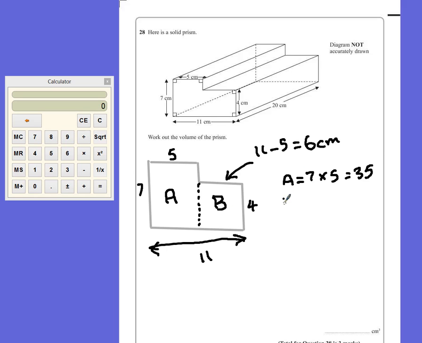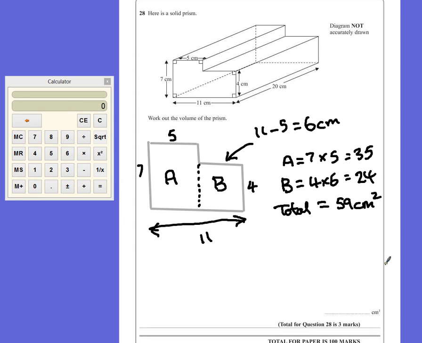For shape B, we have 4 times 6 now that we know what the width is. 4 times 6 is 24, giving us a total cross-sectional area 35 add 24, which is 59 centimeters squared. It's a 3-mark question, and that's probably given us 2 of the marks. Our final mark will come from multiplying the cross-sectional area by the length of the shape.